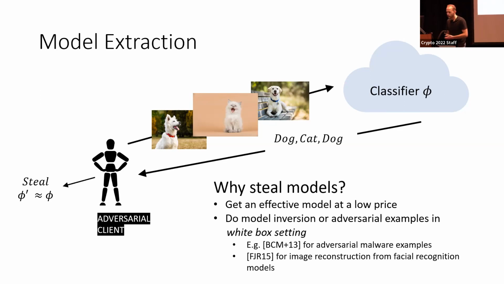And second, I think maybe more interestingly, model extraction can be seen to decrease security and privacy, especially with respect to model inversion or adversarial example attacks. So for example, Biggio et al. show how to find adversarial examples in malware using model parameters, and Fredrikson et al. show how to do image reconstruction from a facial recognition model in this white box setting.